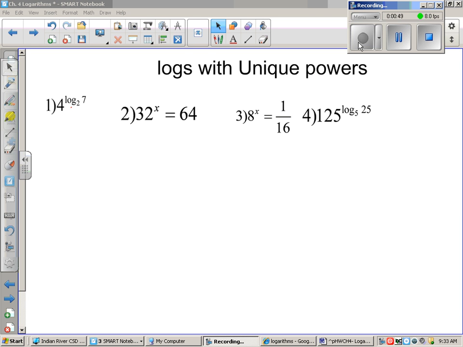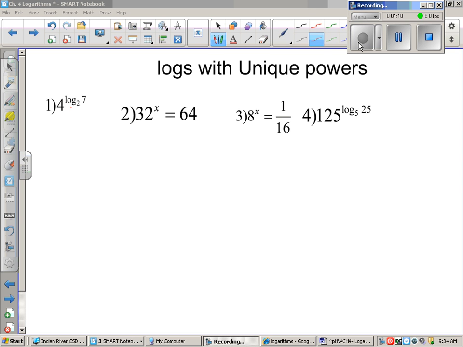And when I look at that first example, 4 log base 2 of 7, the question that needs to ring through my mind is, can I get them to be the same base? And so that is our goal today, to be able to solve logs that have unique powers. And hopefully by the end of this short lesson, you'll be able to do just that on the homework questions that I've assigned to you today.